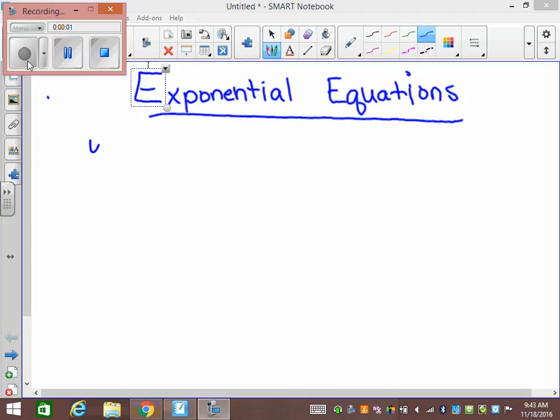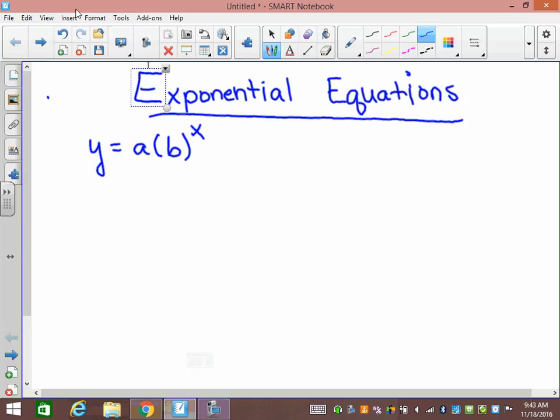They're of the form y equals a b to the x. Exponential equations have an x in the exponent, hence exponential equations. They have an x in the exponent. So we're going to do exponential and logarithms together.